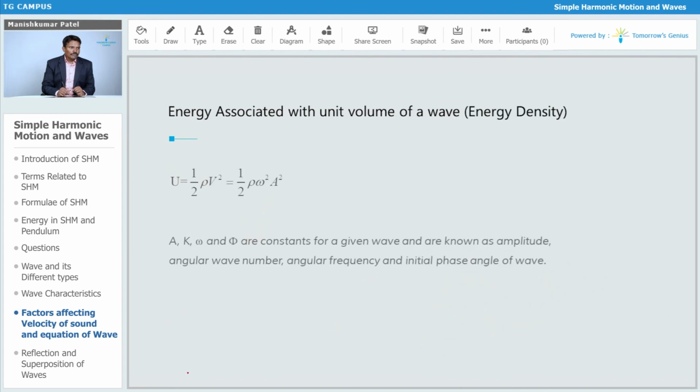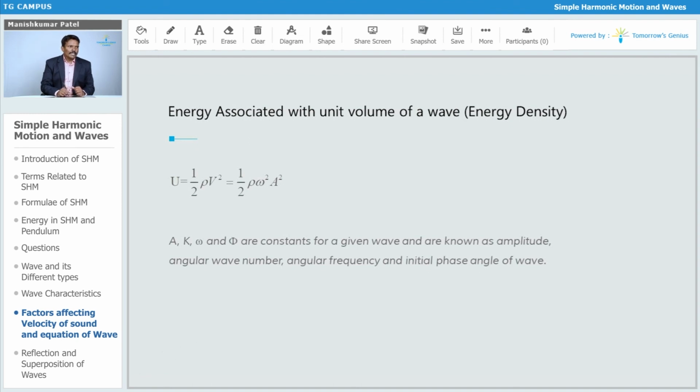Now, if you want to calculate the energy associated with unit volume of a wave, what is the energy density? The energy density is given by a simple formula, half rho v square. This v square you can put in terms of amplitude, k, omega and phi, which are constant. These are the angular wave number, frequency and initial phase of the wave.